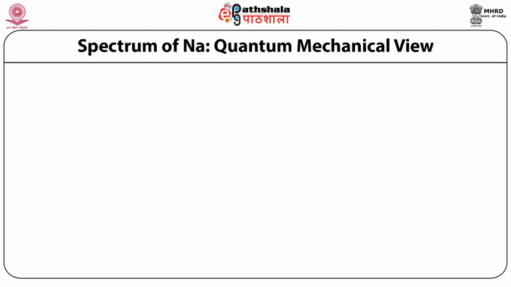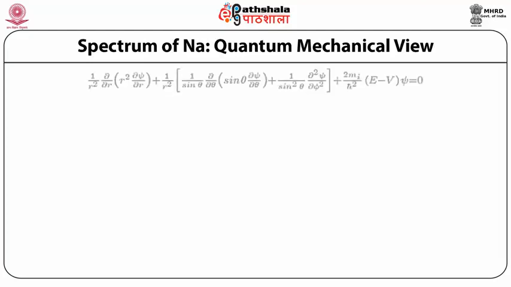The Schrödinger equation in polar coordinates is (1/r²) ∂/∂r (r² ∂ψ/∂r) + (1/r²)[(1/sinθ) ∂/∂θ (sinθ ∂ψ/∂θ) + (1/sin²θ) ∂²ψ/∂φ²] + (2m/ħ²)(E − V)ψ = 0.